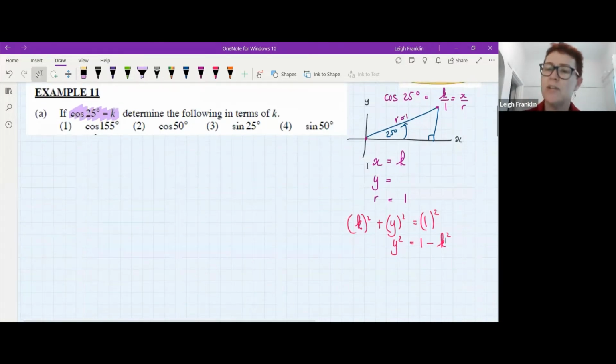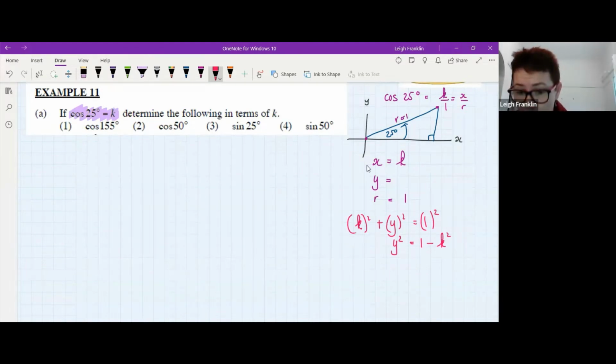Now, previously when we were doing questions on Pythagoras, we needed to be careful when solving for x or y because x and y change sign depending which quadrant we're in. But we are working in quadrant 1 because this is ratio in terms of a letter. So that means that our y coordinate is going to be positive. So y is equal to positive square root of 1 minus k squared.